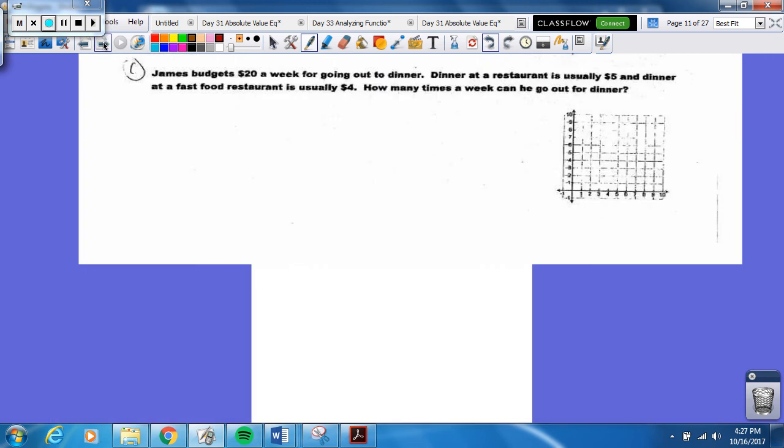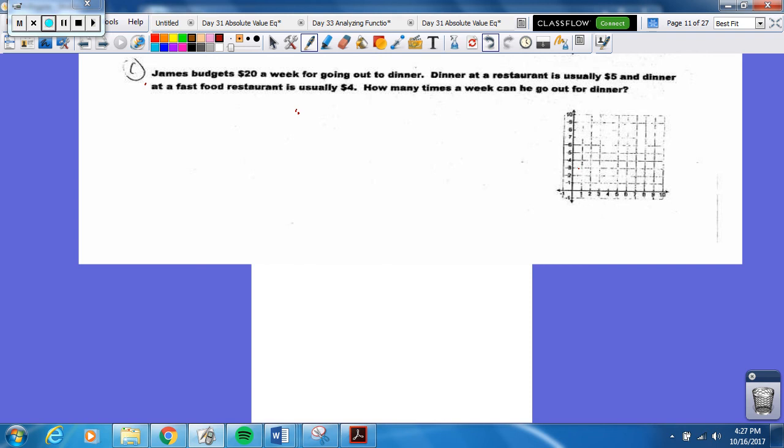So here's the next one, James' budget. So right here, pause the video, see if you can create the entire equation and graph it with the correct shading, okay? I'm going to do it as soon as you press play. Ready, set, pause. All right, great. Welcome back. So here we go.